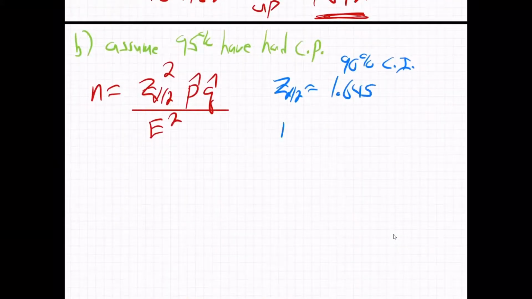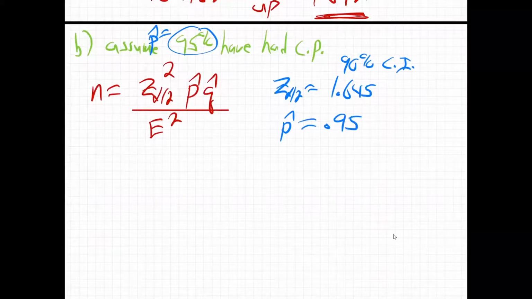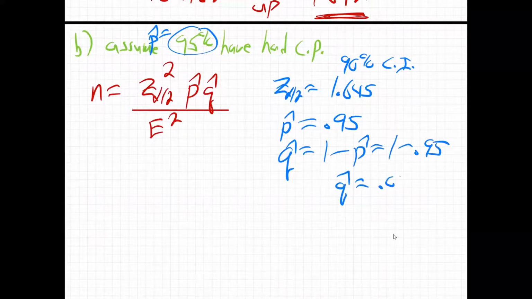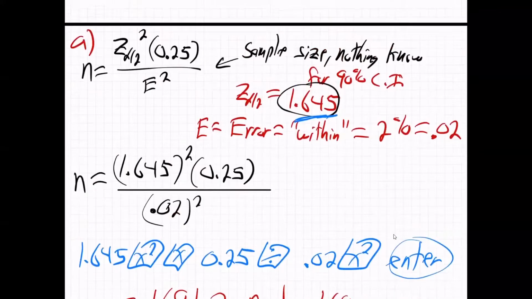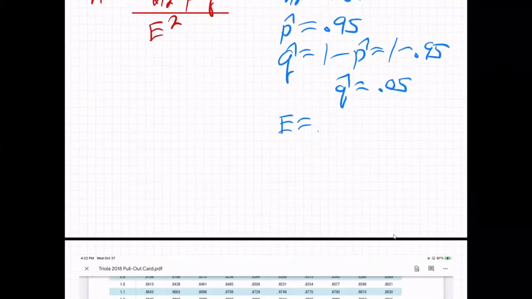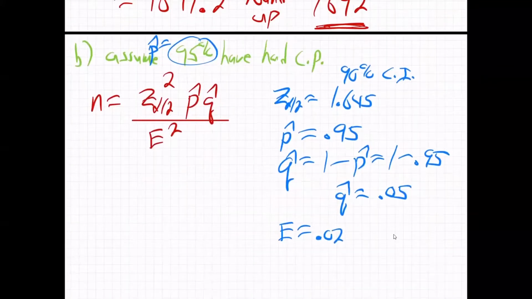It's the same. And the P hat, what's the P hat? Well, when they give us that, they're giving us P hat. We got to make it a decimal though, 0.95. And then Q hat is always 1 minus P hat. So it's 1 minus 0.95. So Q hat is 0.05, right? It's like rain and no rain. If there's a 95% chance of rain, there's a 5% chance it won't rain. And the error is the same value it was before. It's the within number, the 0.02. That hasn't changed. So just plug those numbers into the new formula.